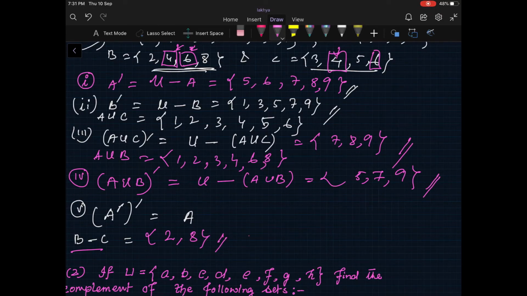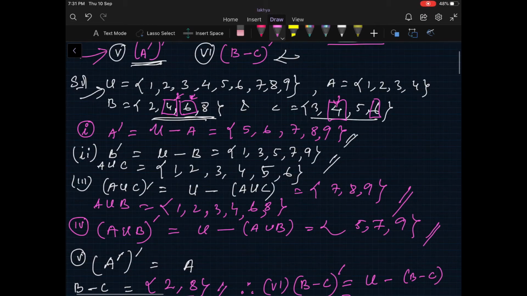You will get 2, 8. Therefore, the last one is 6. Now the complement of B minus C is the universal set U minus (B minus C). So what are the elements in B minus C? 2 and 8. So eliminate those two elements from the universal set.